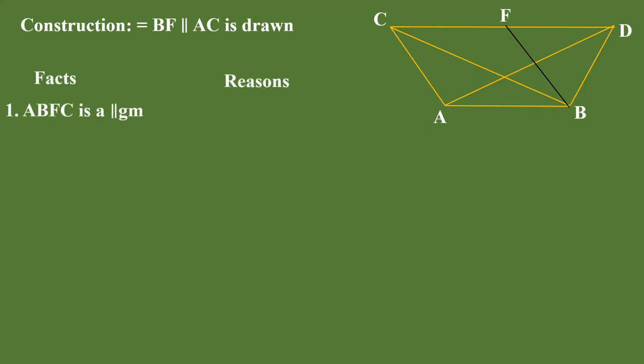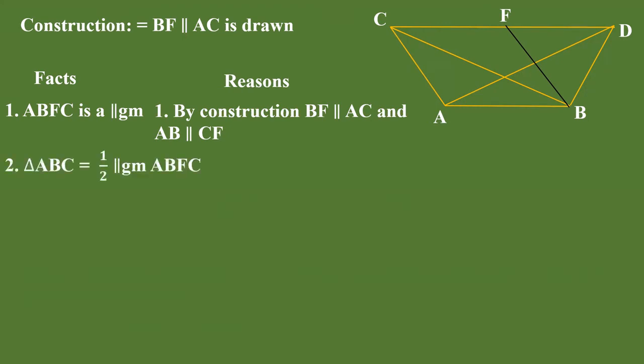Now here, let's write the facts and reasons columns. And here, in number one, I can say ABFC is a parallelogram. Can you tell me the reason why? It's the same thing. We have constructed BF parallel to AC, and from the given, AB is already parallel to CF, that is, AB is parallel to CD. Now we can say here triangle ABC is half of the parallelogram ABFC. Look at the triangle ABC. It is just half of the parallelogram ABFC.